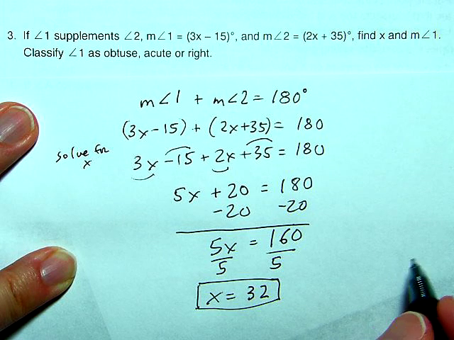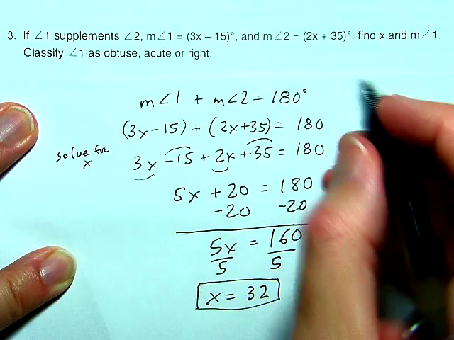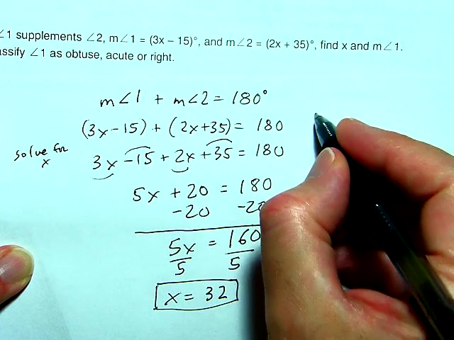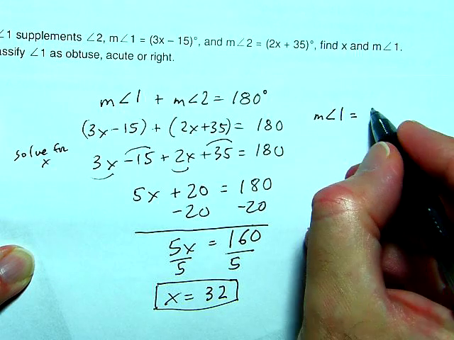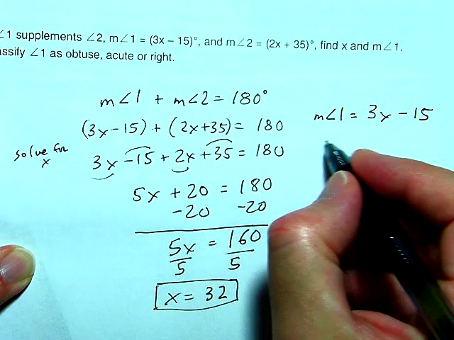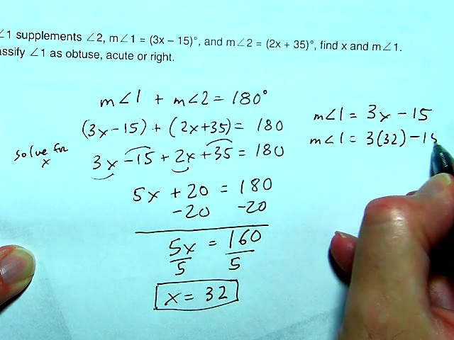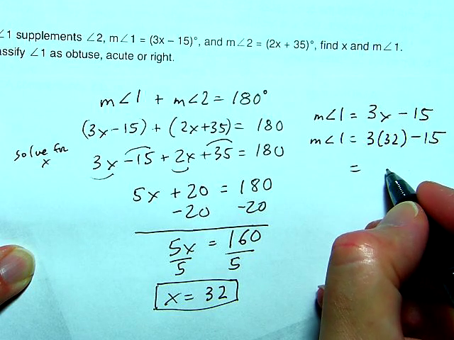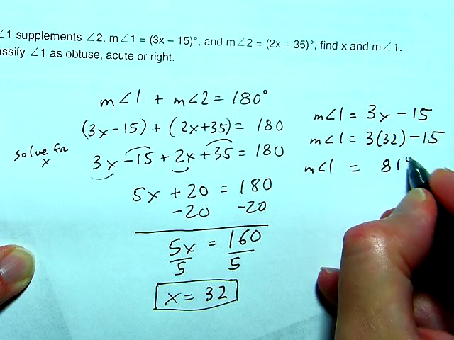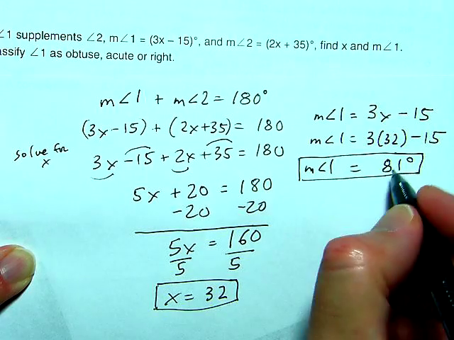But we also have to find the measure of angle 1. Let's put this to the right of here. We know the measure of angle 1 is equal to 3x minus 15. So that means the measure of angle 1 is equal to 3 times 32 minus 15. And when you calculate that out, you will find that the measure of angle 1 is equal to 81 degrees. Okay, good. So there are our answers for problem 3.